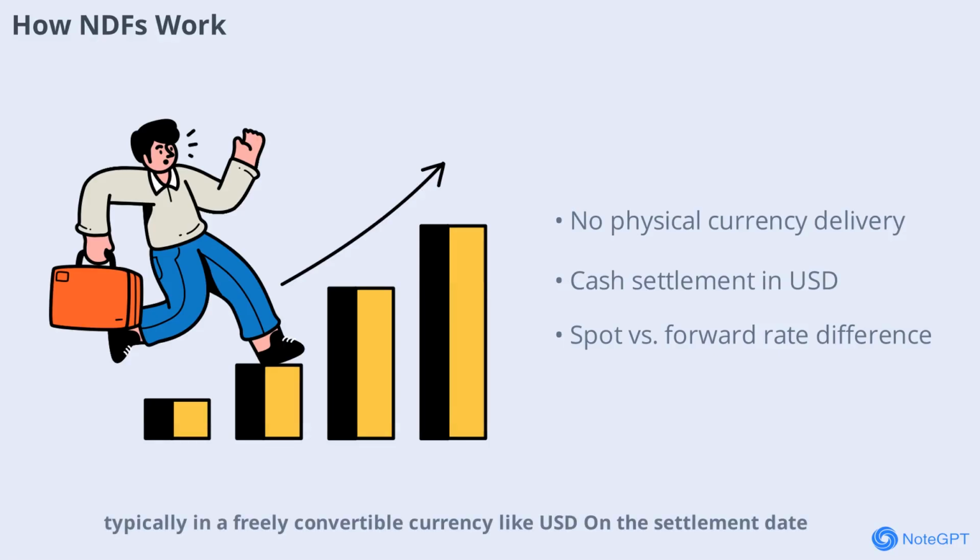On the settlement date, the difference between the agreed forward rate and the spot rate is calculated. If the spot rate is higher, the seller pays the buyer. If lower, the buyer compensates the seller. This cash settlement ensures that the actual currency is never delivered, making NDFs ideal for markets with currency restrictions.